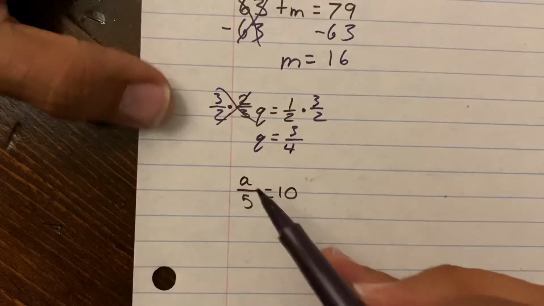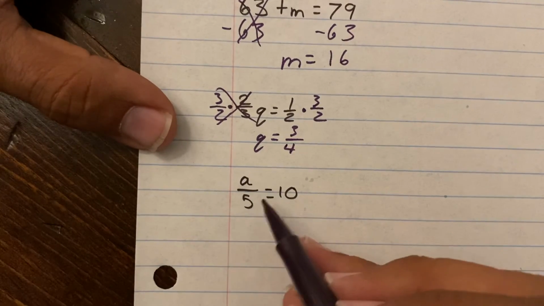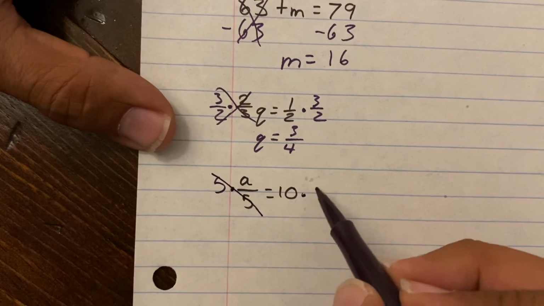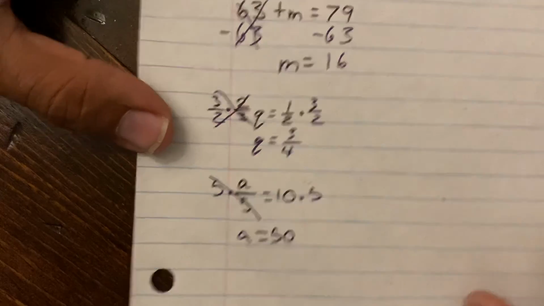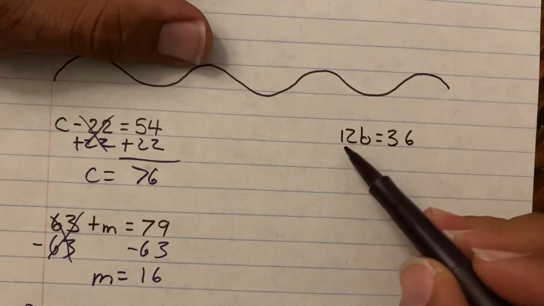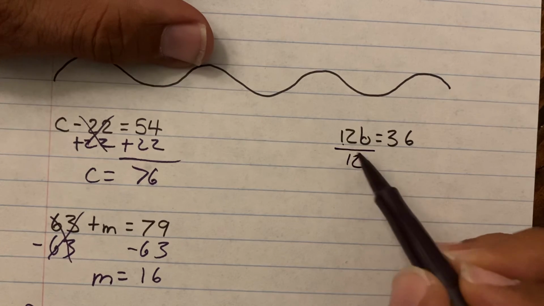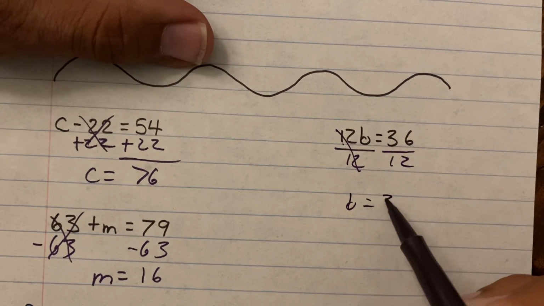This one now, a divided by 5. How do you get rid of the 5? You multiply by 5 on both sides. If you multiply by 5 on both sides, you're going to be left with a equals 50. Then here, 12 is being multiplied by b. So to leave b by itself, you're going to be dividing by 12. Dividing by 12, b equals 3.